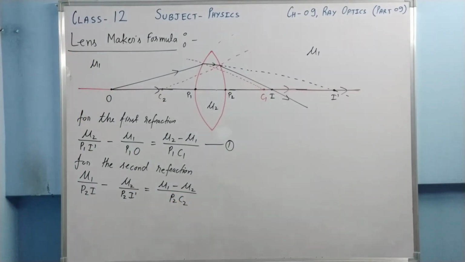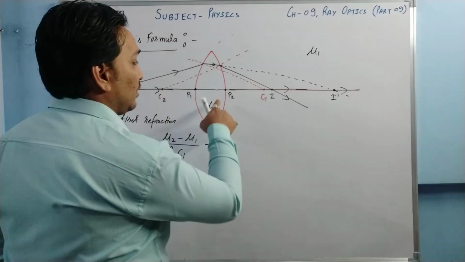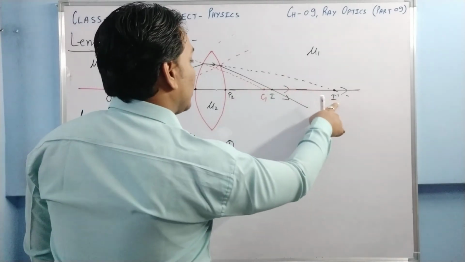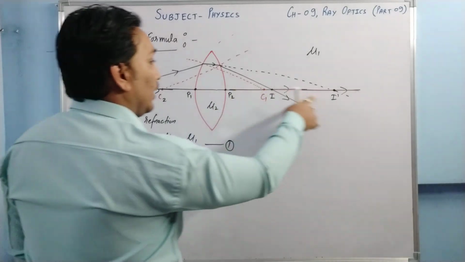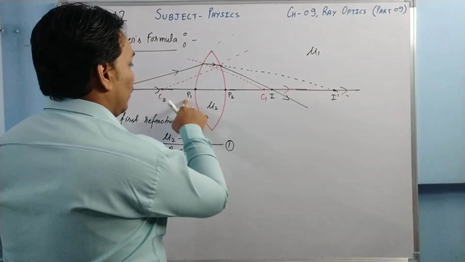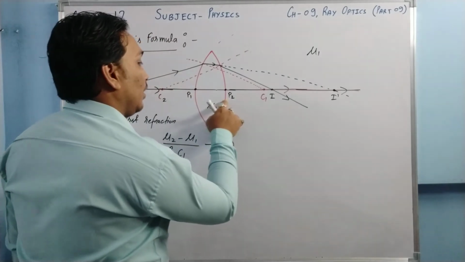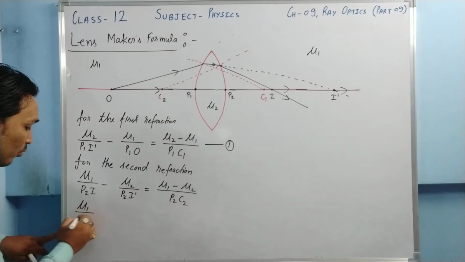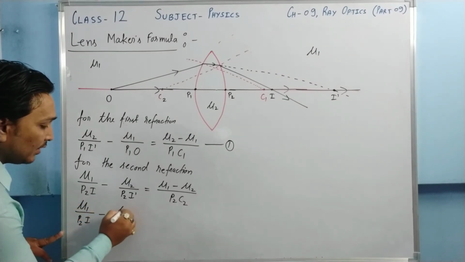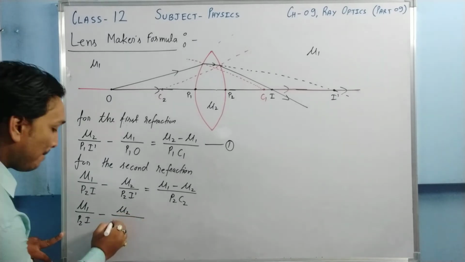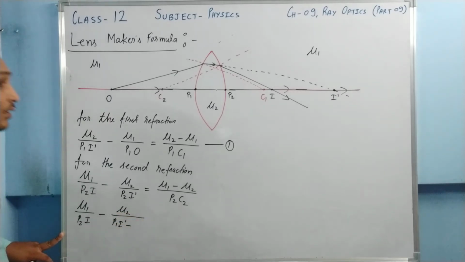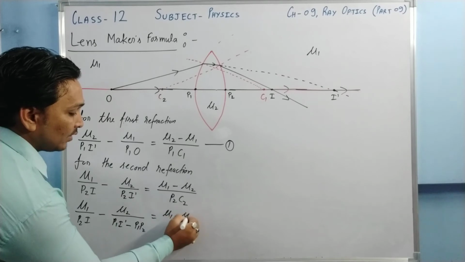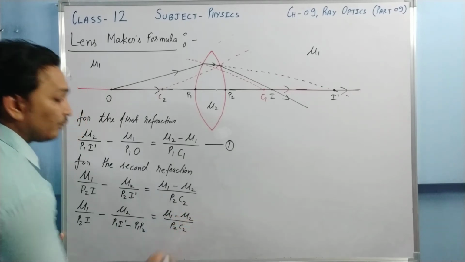Now I'm going to modify this equation. This P2I dash can be written as P1I dash minus P1P2. From P1I dash minus P1P2, we're left with this one, which is P2I dash. So I'm going to change that. It will be like mu1 upon P2I minus mu2 upon P1I dash minus P1P2 is equal to what? Mu1 minus mu2 upon P2C2. Okay.